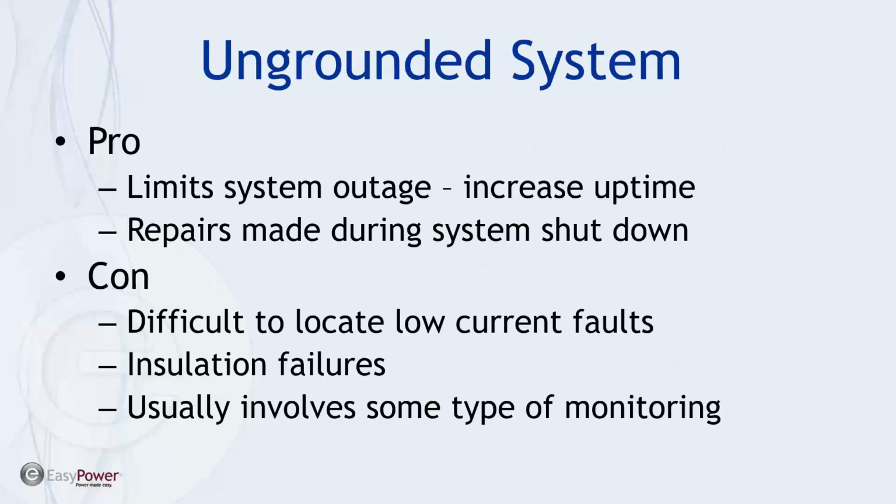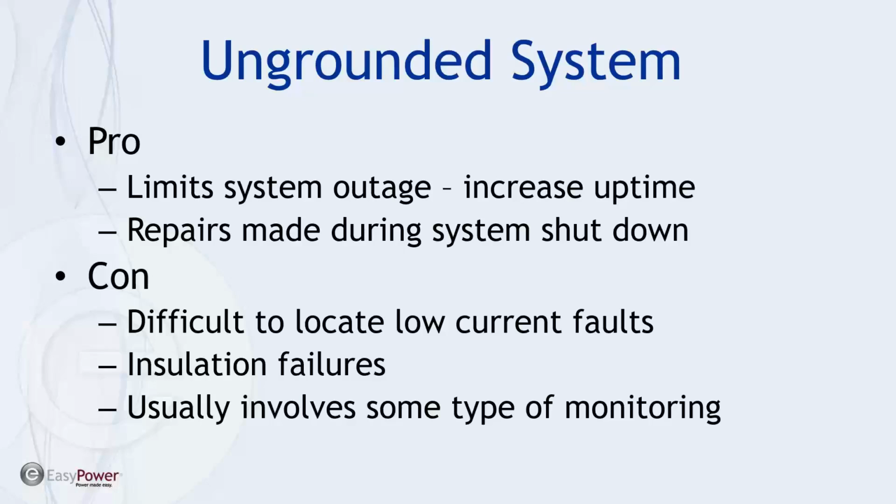Now, ungrounded systems, again, at one time were fairly popular because they limit system outage by letting systems run with some amount of fault current or ground current in the system. And the anticipation was it allows us to run, even on a limited basis if necessary, and be able to repair things during a system shutdown.